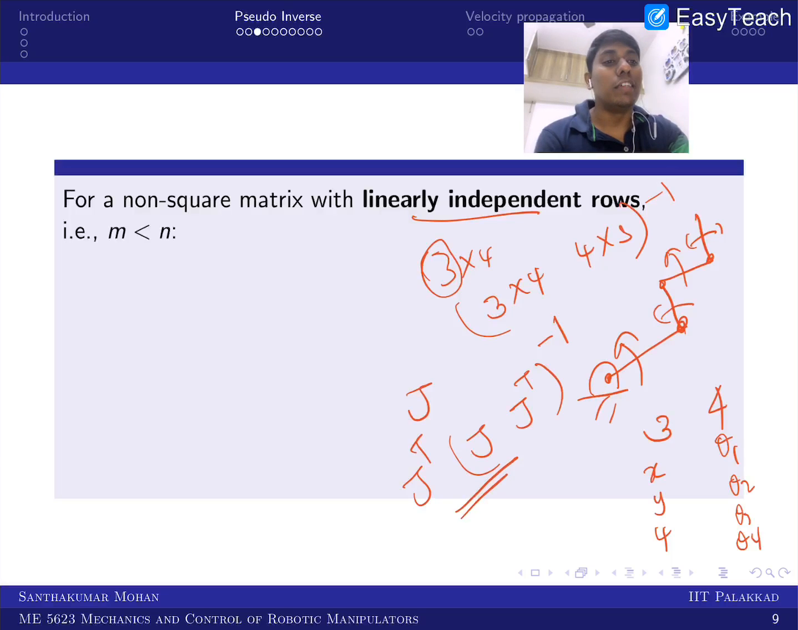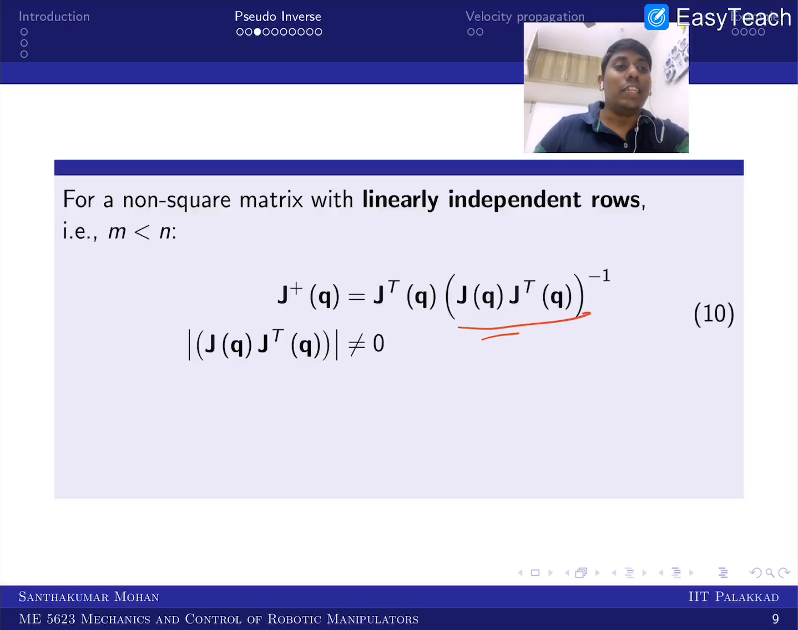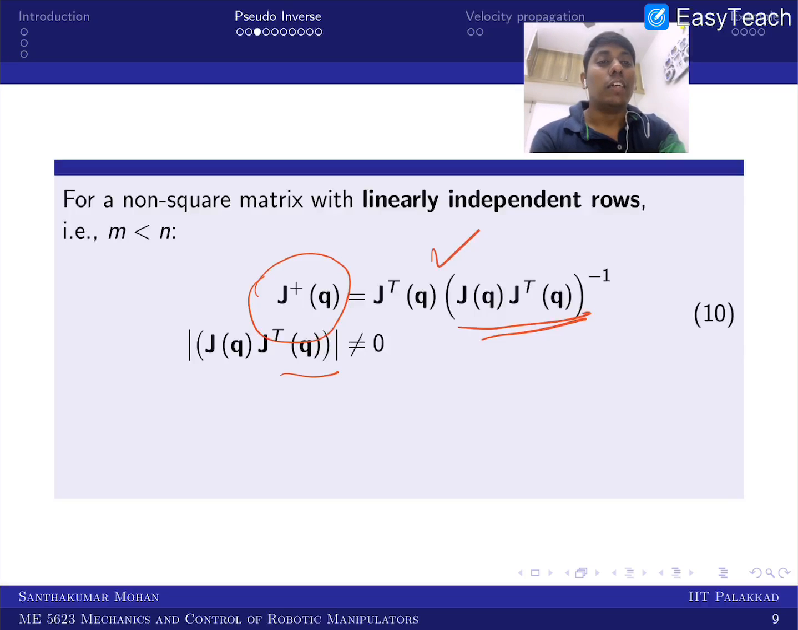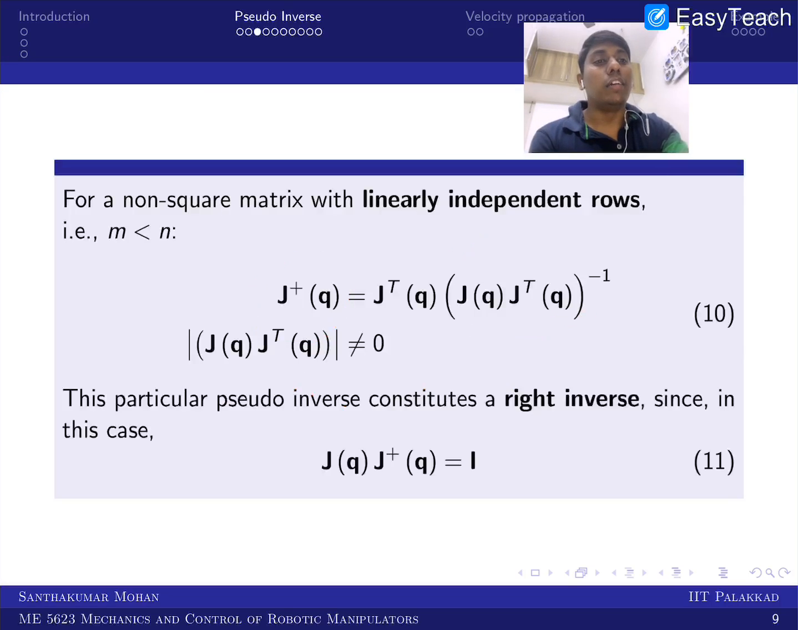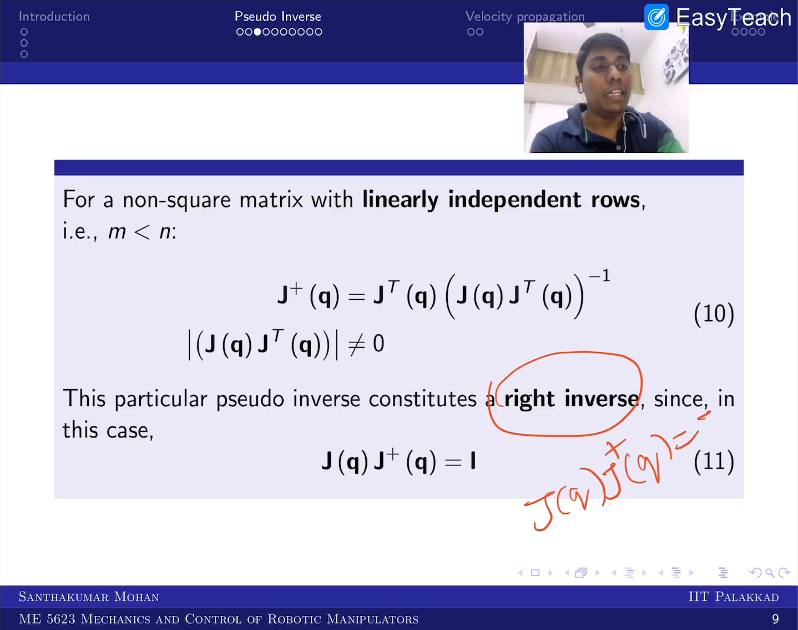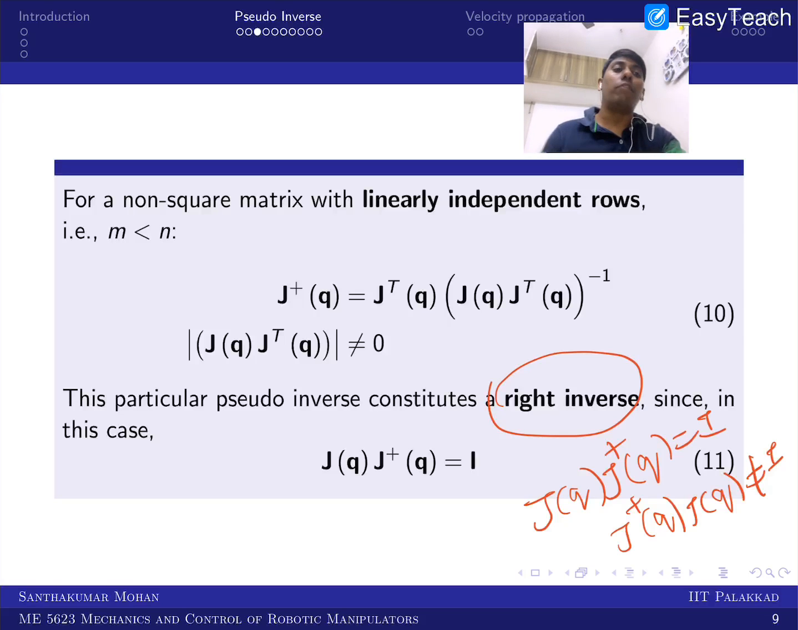We are taking this inverse on the right. So that's why it is called the right inverse. You can see that the inverse is taken on the right-hand side. In the sense, your pseudo inverse is J transpose into J J transpose whole inverse. So this is possible and this pseudo inverse is available. Why we say right inverse: J of Q into J plus of Q is I, but J plus of Q into J of Q is not I. That is the meaning of left and right inverse.